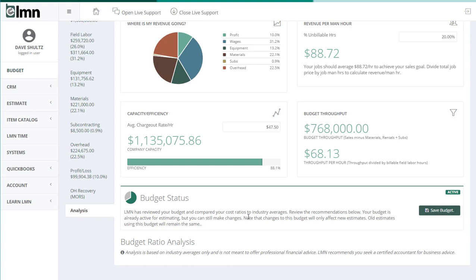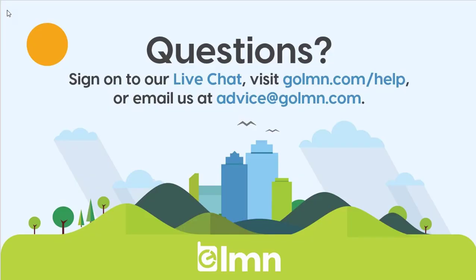When you're all done on the analysis screen, you can save your budget right here. And if your budget isn't active yet, there'll be a new button here that says Activate. And by clicking the Activate button, your budget will be ready to use for estimating. It's an important step before you can use it for estimating.